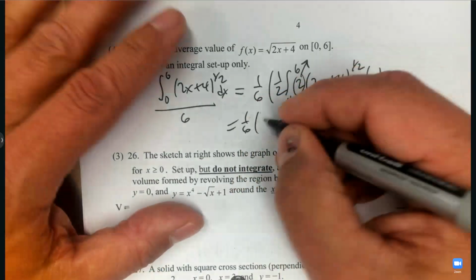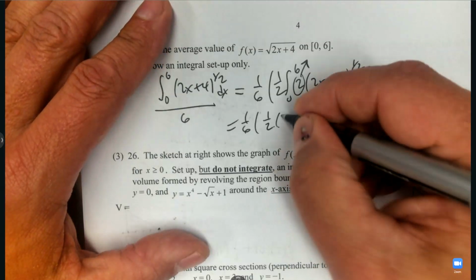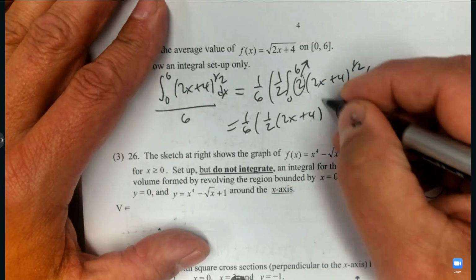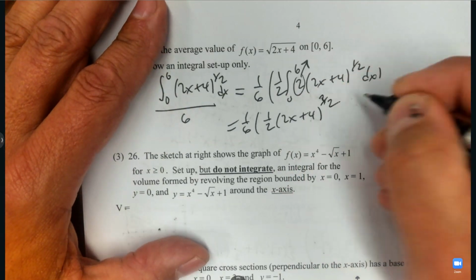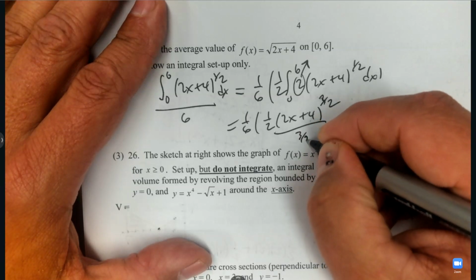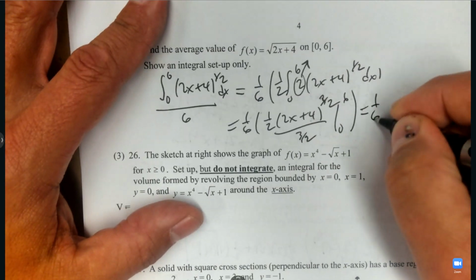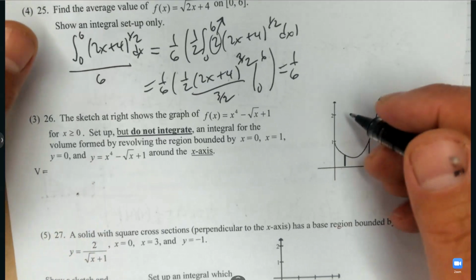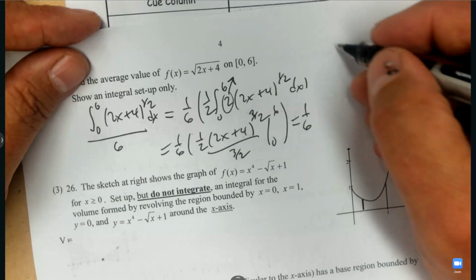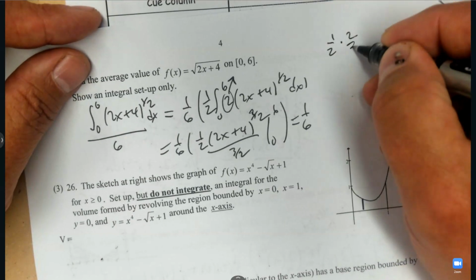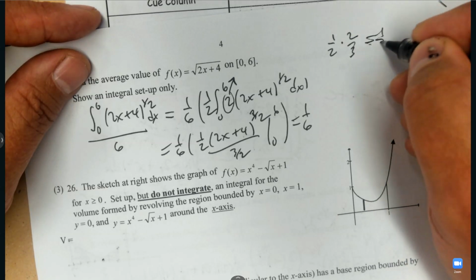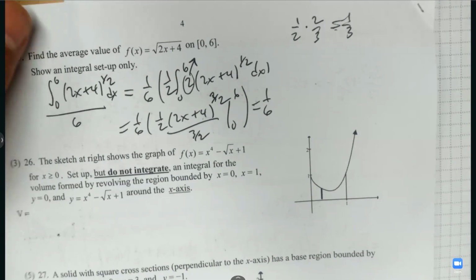So I have 1/6, I have 1/2, and then I have (2x + 4), add 1 to the exponent and divide, from 0 to 6. On the side, if I go times the reciprocal, the 2's cross out, and it's really 1/3. So I'm just going to write it as 1/3.